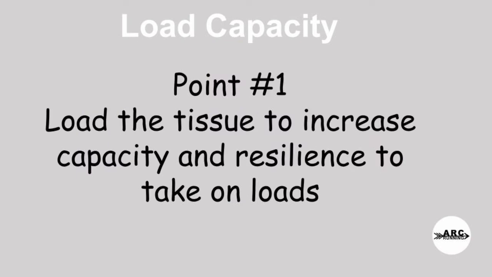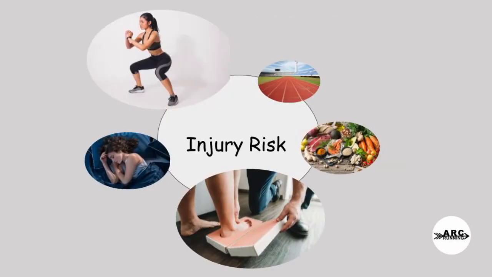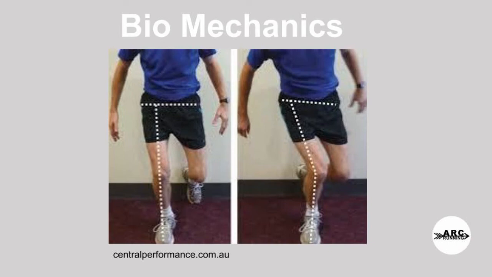Load the tissue to increase the capacity and the resilience to take on the loads placed upon it. Point number 2, biomechanics. Biomechanics is another issue we see with any runner, but especially maybe novice runners too. Here, an example of a person on the left with normal knee alignment, where it's just over the toe and the knee's not caved in too much. And on the right side, you see the knee caving in.